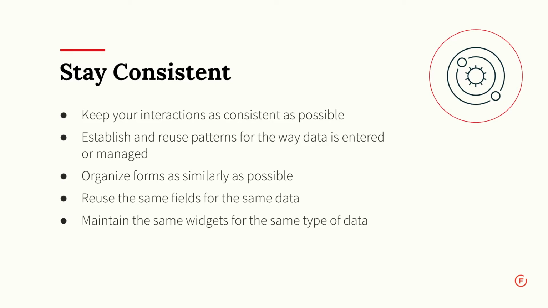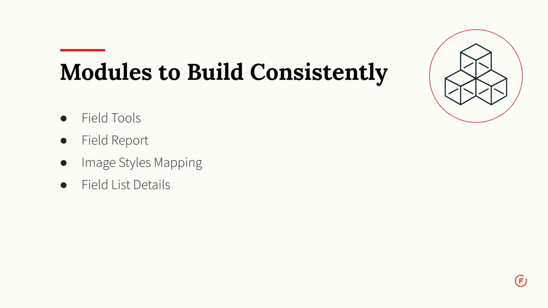Also, organize your forms the same way. If they're looking for this set of data on one content type, put it in the same place on all the other ones that it appears, so they know where to find it. And on the topic of having those same fields, if it's actually the same field, reuse the same field so that it's consistent. That's going to help you maintain that consistency across all of them.